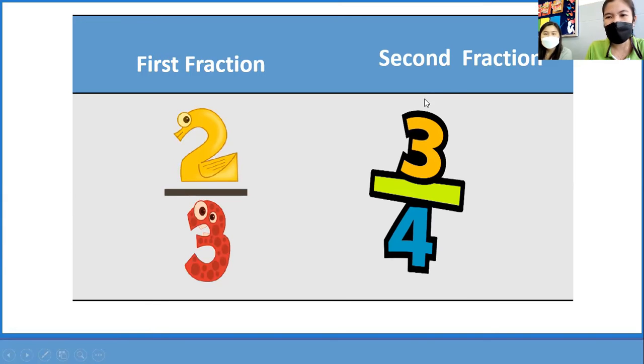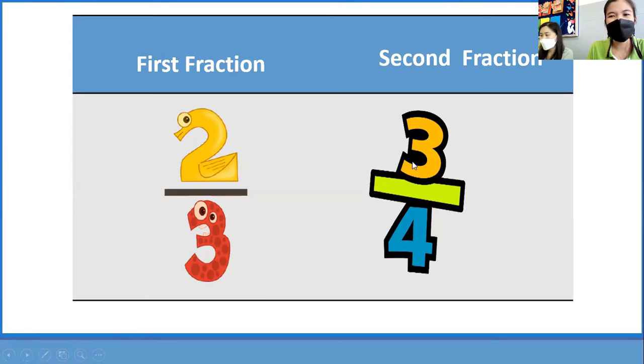What about the second fraction? How do you read the second fraction? 3/4. Yes, that is 4, so you have to say 3/4. Now, what is the numerator in the second fraction? 3. Very good. What about the denominator of the second fraction? 4. Very good. That's right.